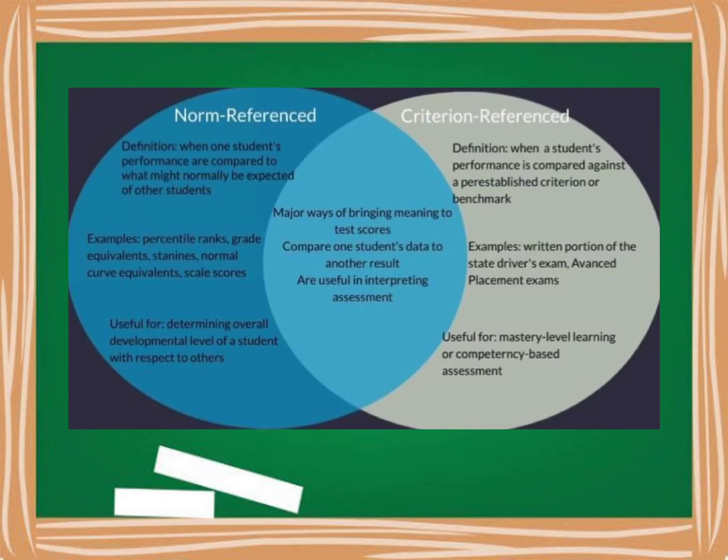Norm reference tests are useful for determining the overall developmental level of the students with respect to others. While criterion reference are useful for mastery level learning or competency-based assessment. These two types of grading or tests or assessments are the major ways of bringing meaning to test scores. This compares one student's data to another's result. They are also useful in interpreting assessments.